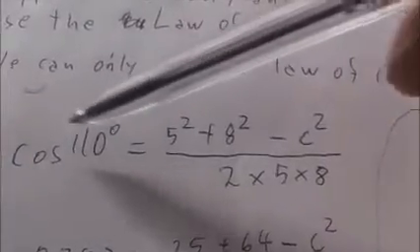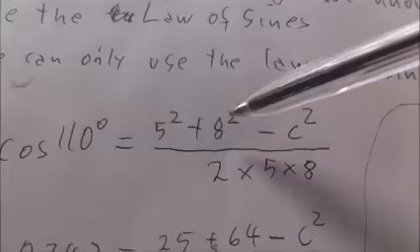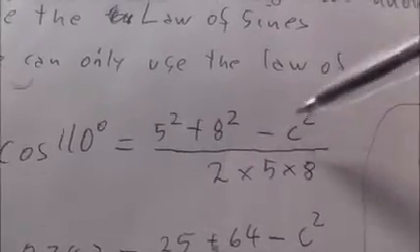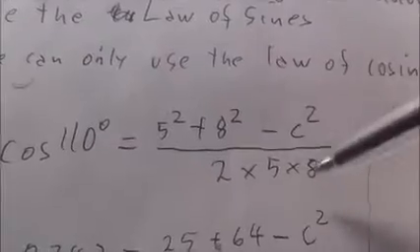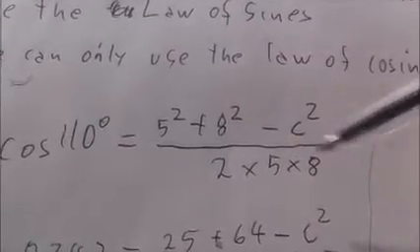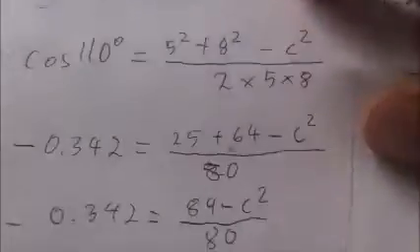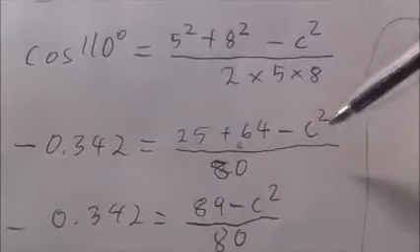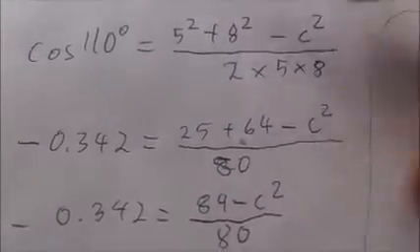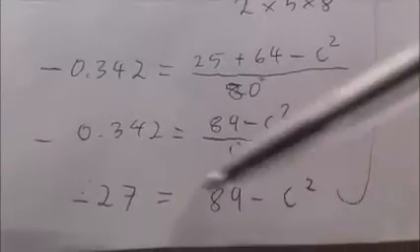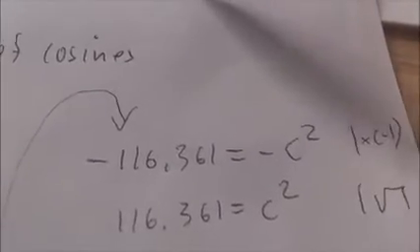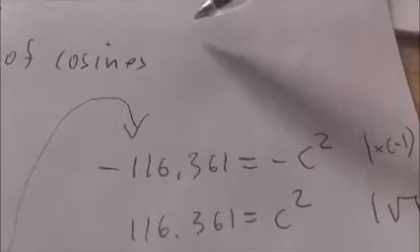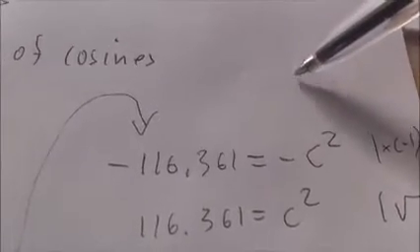So we have put in cosine 110, and then we've got 5 squared plus 8 squared, and then minus c squared. c squared again is the unknown. Then we fill in the figures down there: 2 times a times b, so that would be 2 times 5 times 8. If we reduce the equation, we come up with 80 down here, 25 and 64, so we can break this down further. We're going to go further as well, so in the end we're going to end up with 116 minus 116.361 is equal to c squared.